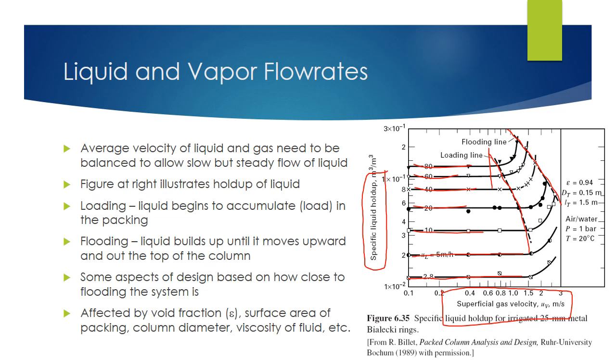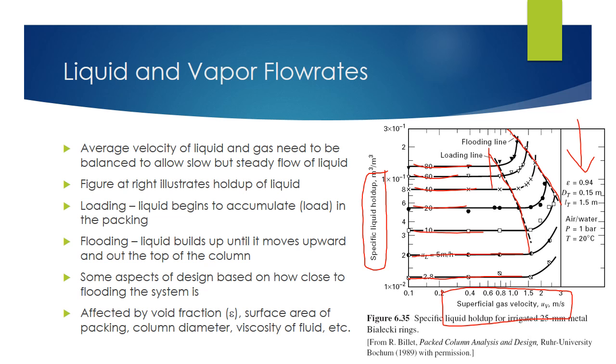So some of the things that are important that are shown over here on the right include epsilon. That's the void fraction. That's basically the fraction of the volume of the column that is empty space. Notice that here it's 0.94. So only 6% of the column actually has solid material in it, in that packing. And that's typical. Those shapes on the previous slide, when you dump them into a column, they leave a lot of empty space behind.